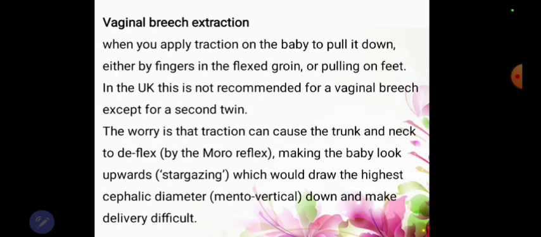Vaginal breech extraction is when you apply traction on the baby to pull it down, either by fingers on the flexed groin or by pulling on the feet. In the UK, it is not recommended for vaginal breech except for the second twin. The worry is that traction can cause the trunk and neck to deflex by the Moro reflex, one of the primitive reflexes, making the baby look upward, called stargazing, which would bring the largest cephalic diameter, about 14 centimeters, into the vertical and make labor difficult.